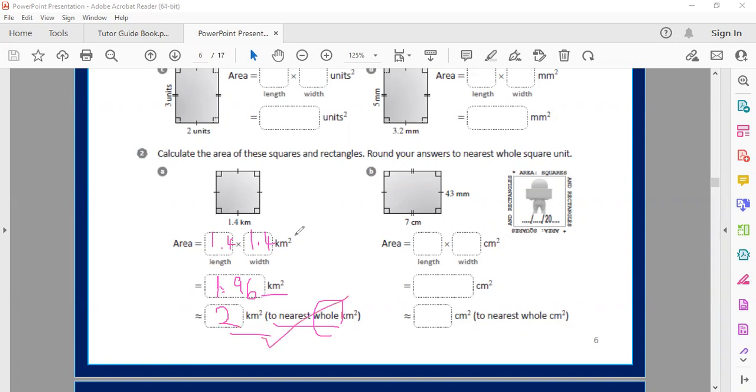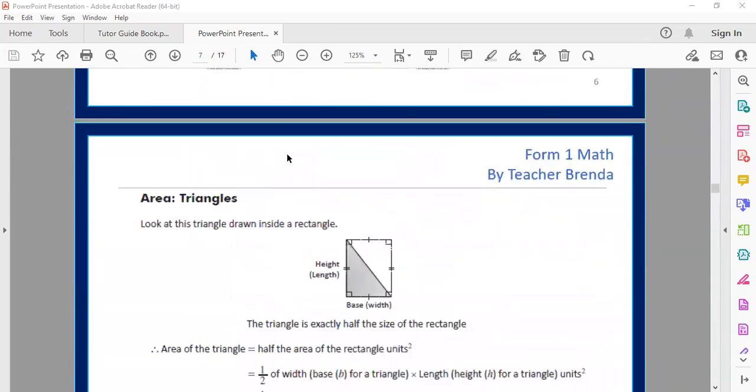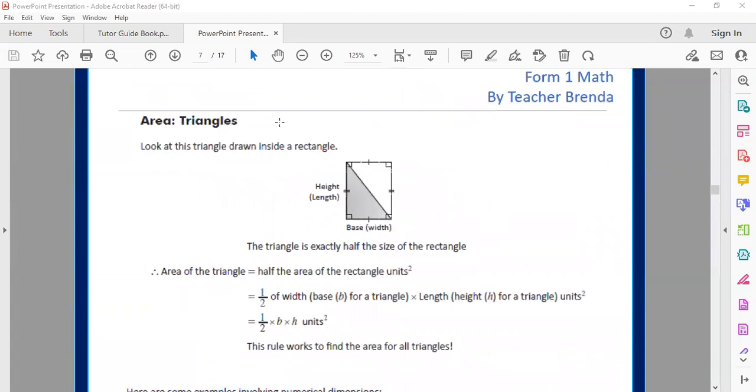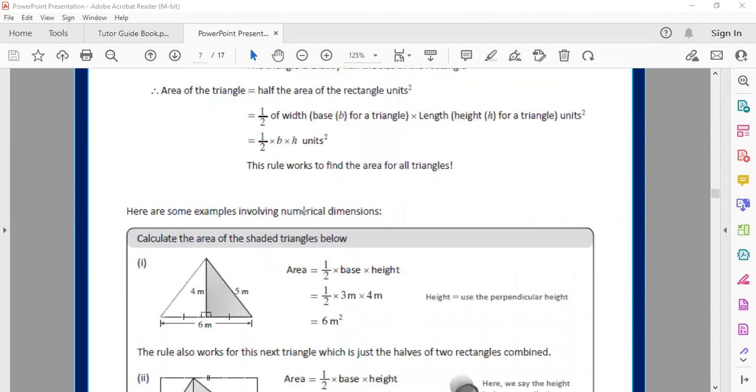Got it? So you see, you are applying your knowledge. This is band 3. Apply your knowledge of finding area. Apply your knowledge of rounding off. And I believe you can do this. Okay, this is not band 4. This is band 3. Before we end our session today, I think we will explore triangles.